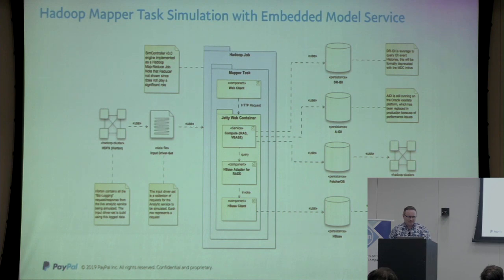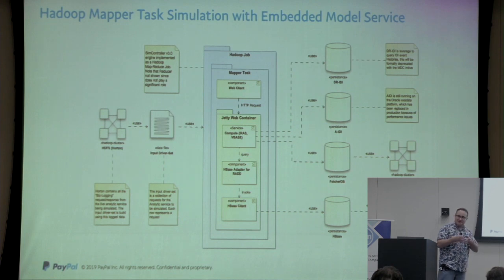So this is a view of the Hadoop solution that I just talked about. Basically, you get a large driver set, you split it up into driver set fragments, and each node takes a fragment. The engine was embedded in the mapper task. What it would actually do is start up a Jetty container within the mapper task, and within that Jetty container, it would start the actual service that had the model changes in it.